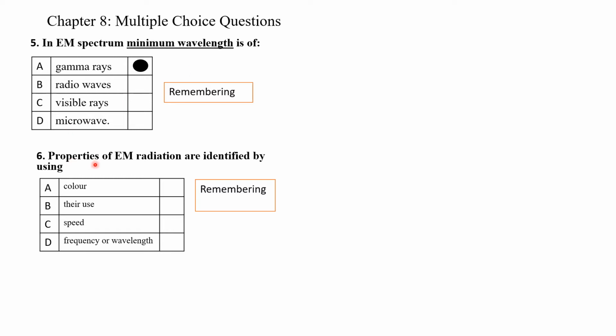Next question. Properties of electromagnetic radiations are identified by using. So we have to identify the characteristics of electromagnetic radiation. Once again, you have to remember that the properties of electromagnetic radiations are identified by using frequency and wavelength. Again, you have to remember the electromagnetic spectrum.